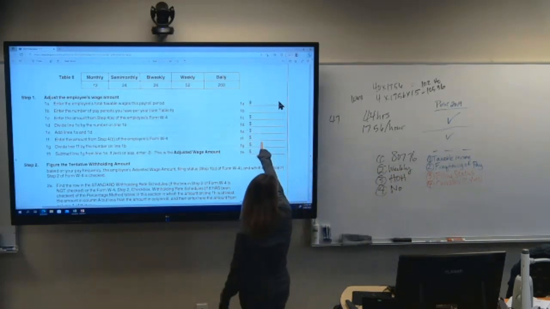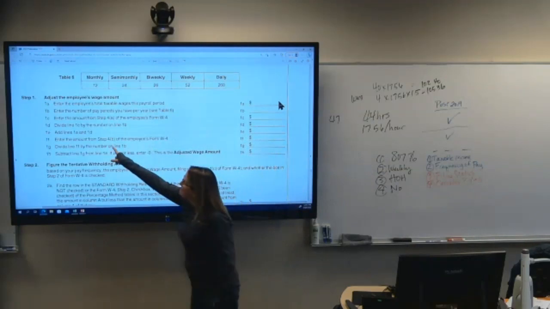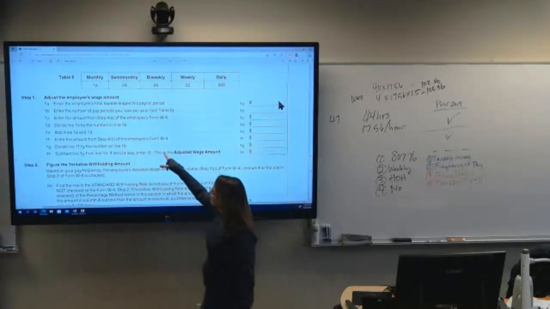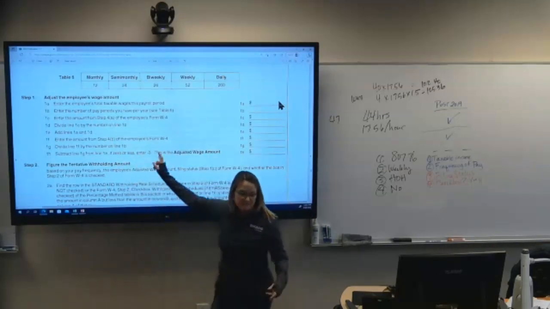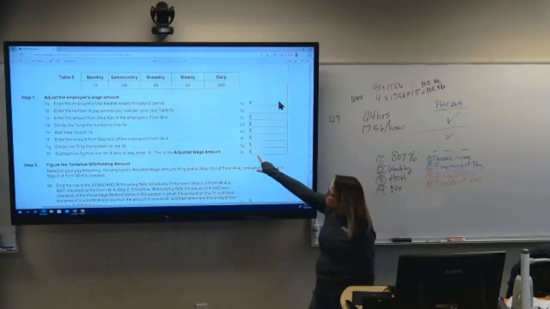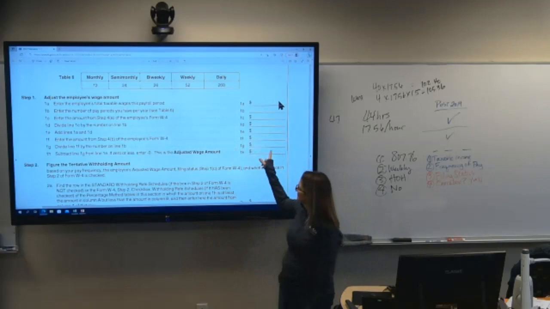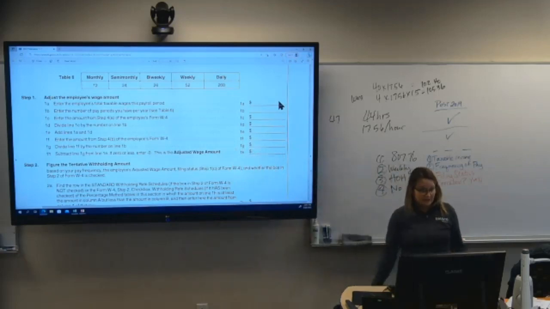So 807.76 here. We don't have anything in step 4B, okay? So we wouldn't enter anything on line 1F. Divide line 1F by the amount on line 1B. We don't have to do that because this is 0. So the answer is 0. Subtract 0 from 807.76 and we get our adjusted wage amount of 807.76. That's how you would fill that out.